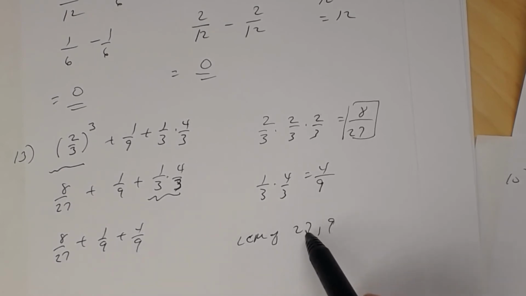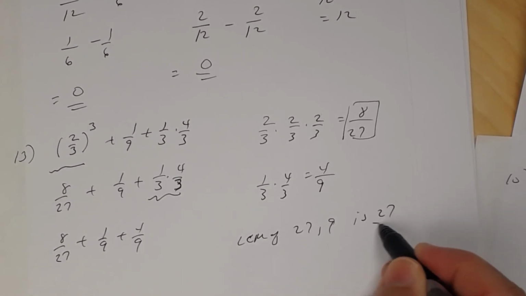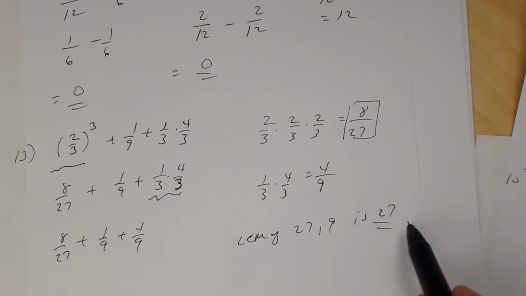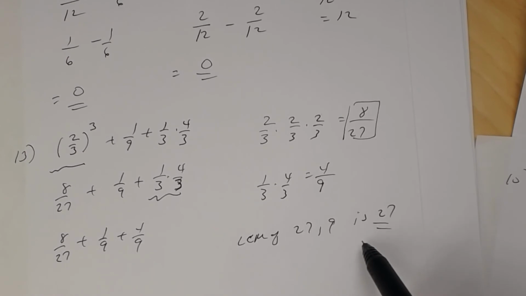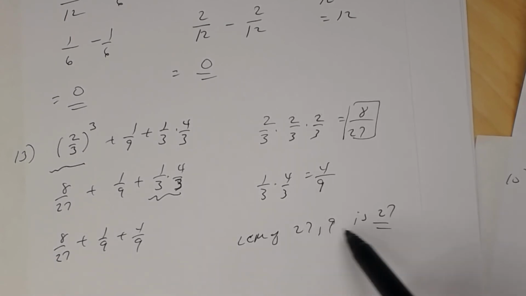So the smallest number that 27 and 9 will go into is 27. So the least common multiple of 27 and 9 is 27, because 27 goes into 27 and 9 goes into 27. So don't make a mistake and say that 9 is the least common multiple, because 27 does not go into 9 evenly. So your least common multiple has to be greater than or equal to the larger number that you see here. So it has to be bigger than or equal to 27. And it turns out that it is 27.